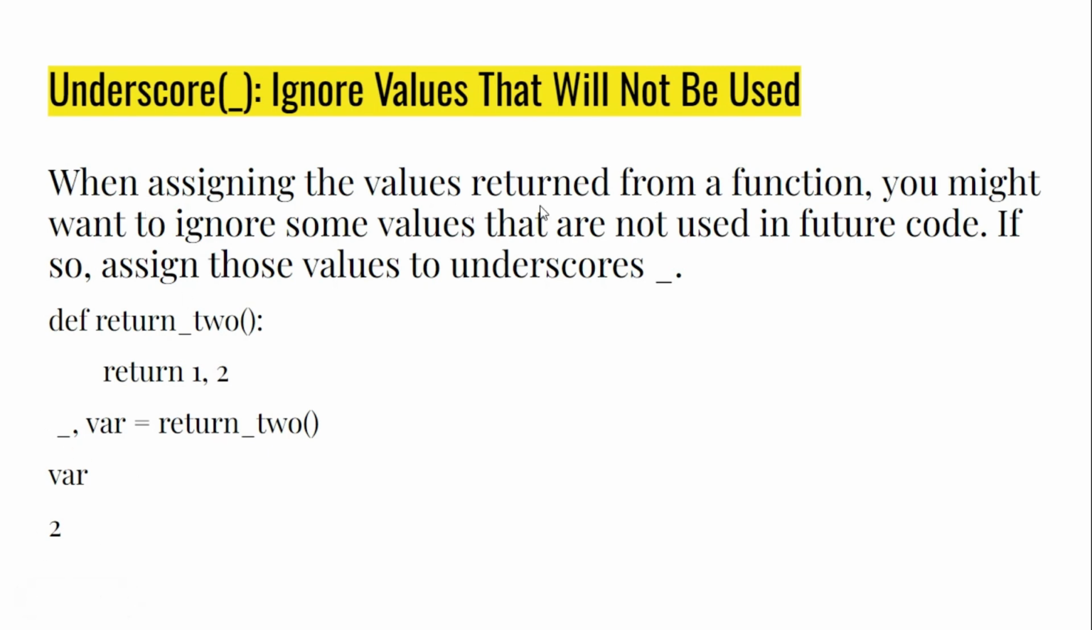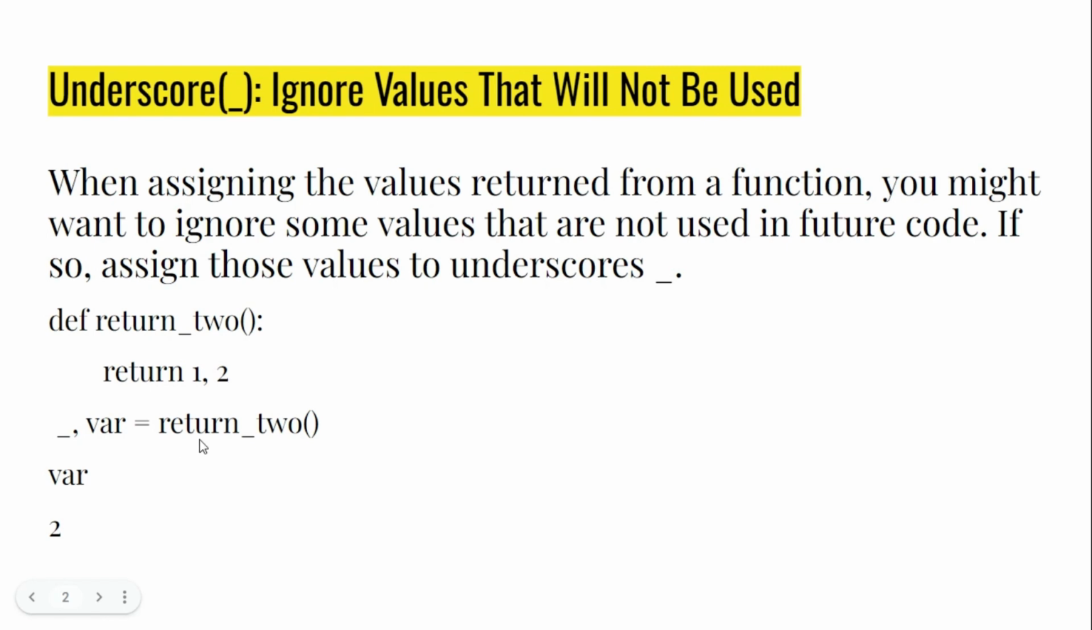When assigning the values returned from a function, you might want to ignore some values that are not used in future code. If so, assign those values to underscore. So here I will explain this example. I am defining one function, def return_2. This function is returning 2, so that's why I have given return_2 as the function name. And what this function is doing, it is returning 1 and 2. So these two values it is returning.